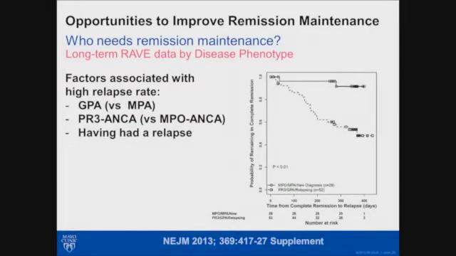However, you need to be monitored because you could develop a flare, and then we need to get on top of it as quickly as possible, because once you've had a flare, you fall into the group of having had a relapse, and that in and of itself is another major factor predicting subsequent relapses. Now, the patients who are at the very highest risk for relapse are the GPA patients with PR3 ANCA who've already had a flare in the past.